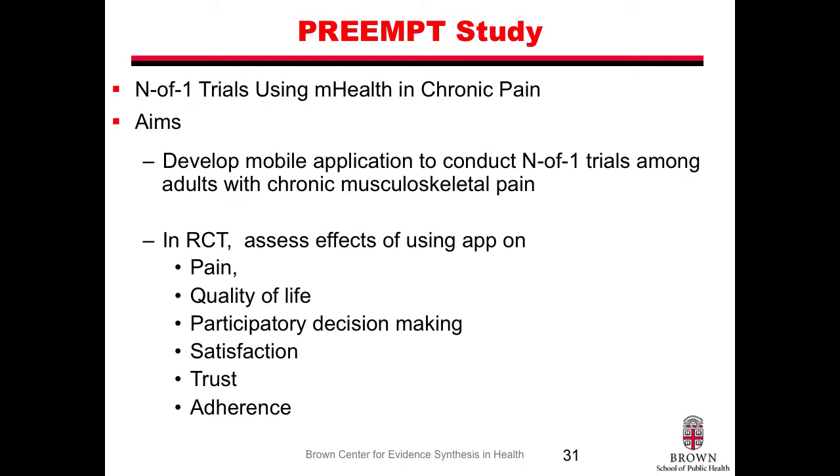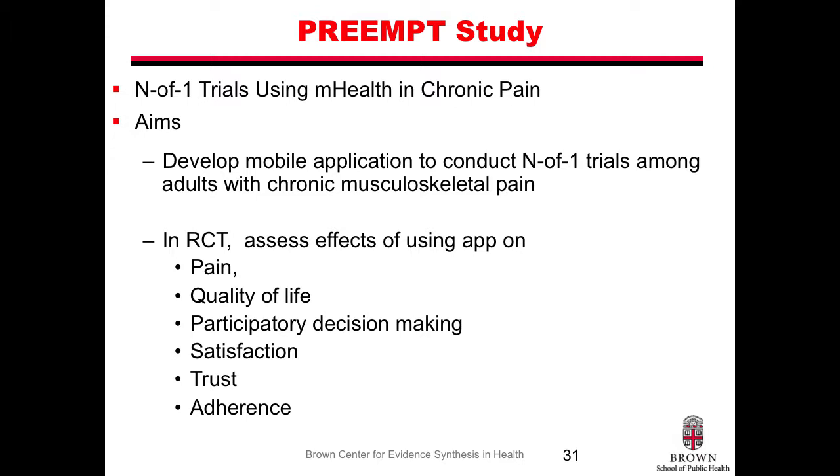So the idea here is to develop a mobile app to conduct N of 1 trials among adults with chronic musculoskeletal pain. And so this is a study where the RCT is actually comparing N of 1 versus standard care. And then within the N of 1 arm, people are doing an N of 1 trial where they can choose which treatments they want to do. So we're interested not in just comparing N of 1 to standard care, but we're also interested from the point of view of what are the N of 1 treatments they're comparing, and then also just in the methods in terms of how this works, because we're able to collect this information in a lot of people.